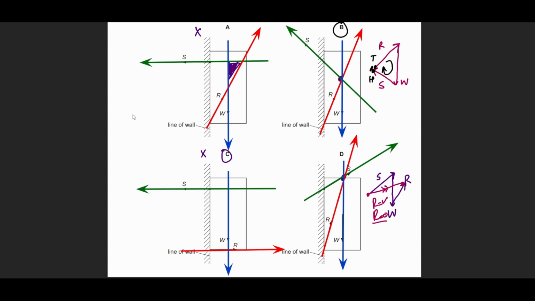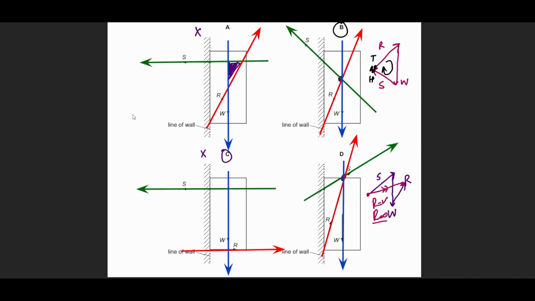So option B is my correct answer. What you can do is use your ruler, apply these ideas, and draw this on a piece of paper and try this question again. You will see that this is the case for option B. Okay, so let's visualize this from one more example, from one more angle.